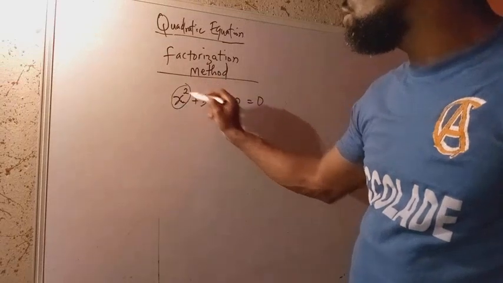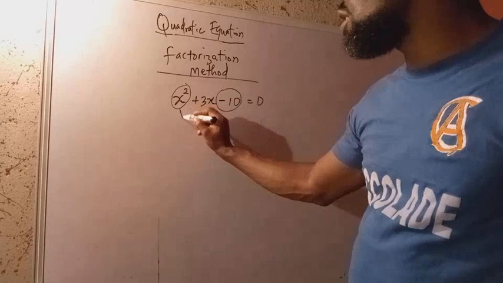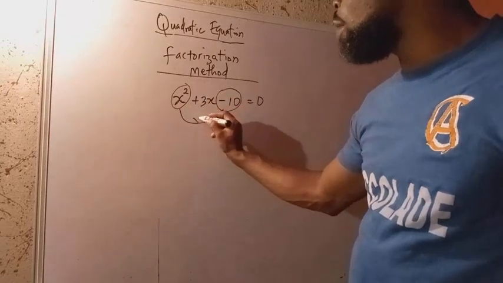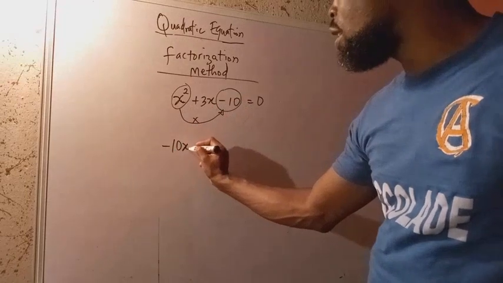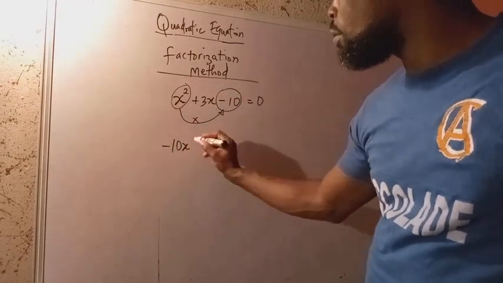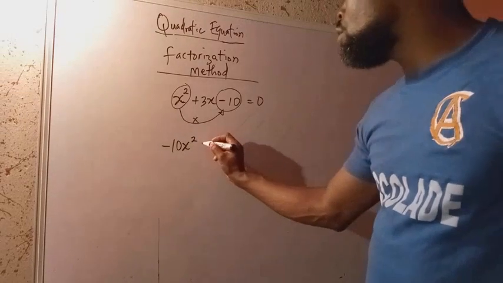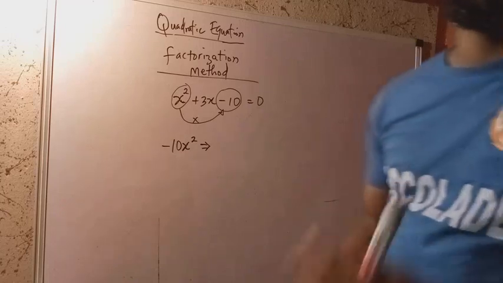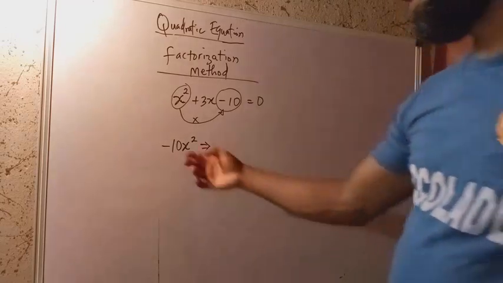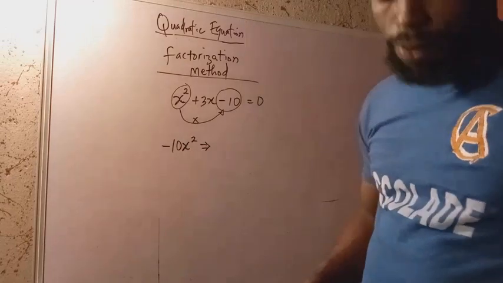Remember I said we can do this: take this guy, don't forget the sign goes with it. So we take these two together and multiply. When we multiply, we are going to have minus 10x squared. So we are now going to look for the factors of minus 10x squared. Those two numbers that we multiply to give you what? Minus 10x squared. So let's go, let's look for it.